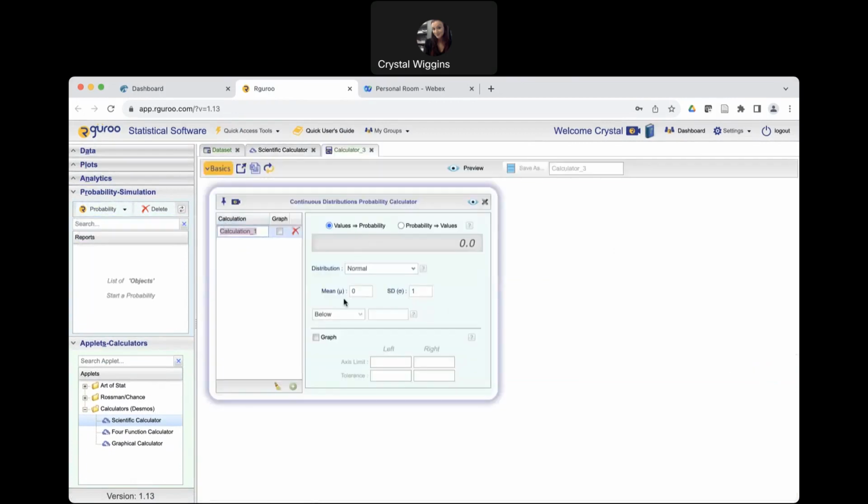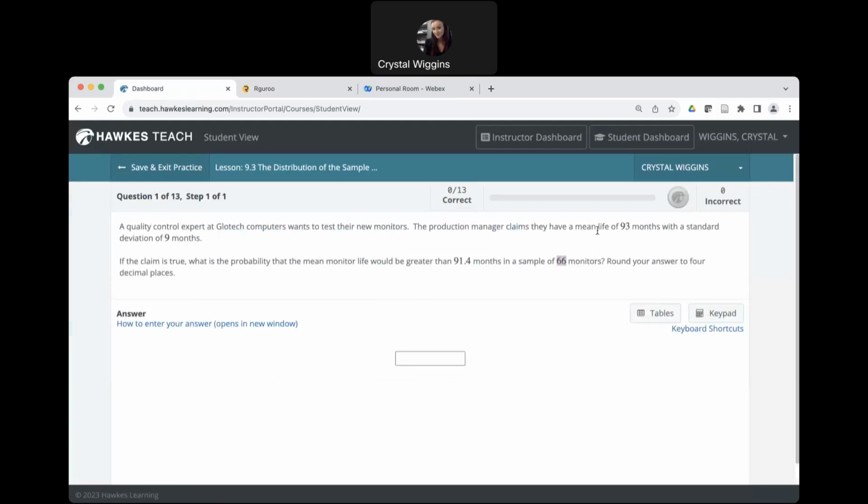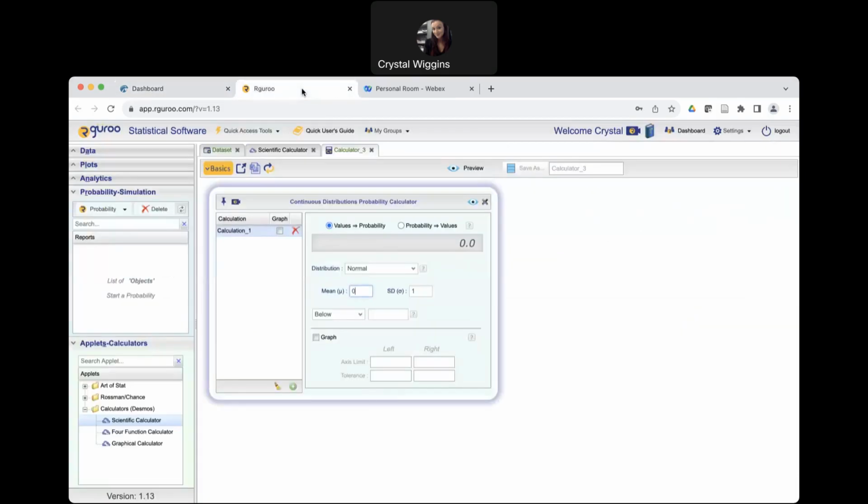Okay, it's the same calculator. Know that we were asked to calculate a probability, so we are identifying the correct mode of the calculator. In this chapter, we are working with a normal distribution. Let's enter our mean. I need to go back to the problem to figure out what our mean was. Oh, that's right. It was 93.